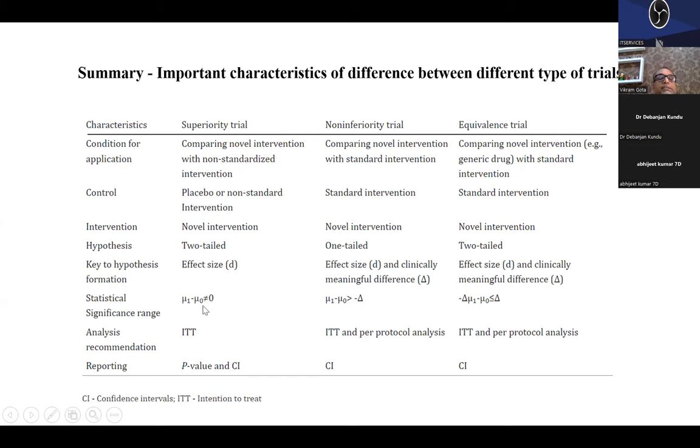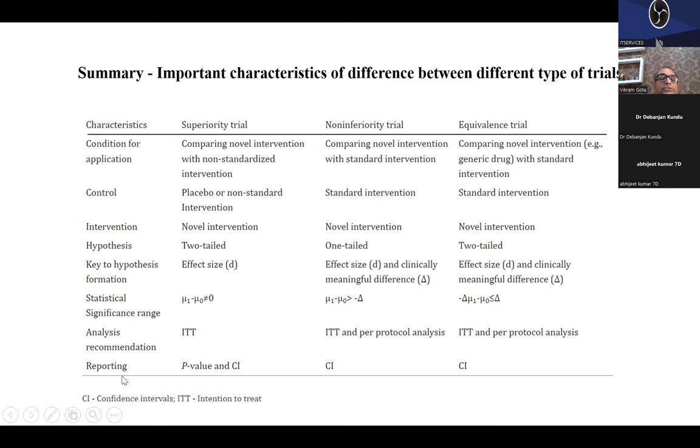And then statistical significance is that if the difference between the two treatments is not equal to zero, it means that one of them is superior to the other. Okay. Likewise, if the difference between two treatments is greater than a certain margin, so here, greater than minus delta means it is actually within the margin. Okay. So then it demonstrates non-inferiority. Here, if the difference between the means is less than delta, once again, the equivalence is true. So this is the operating hypothesis for superiority, non-inferiority, and the equivalence trial.